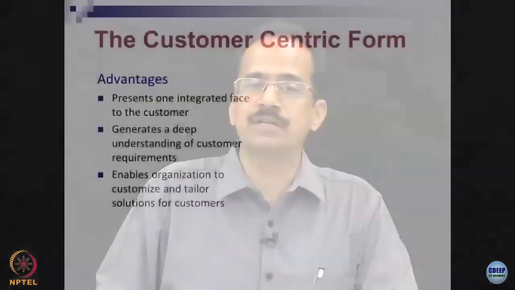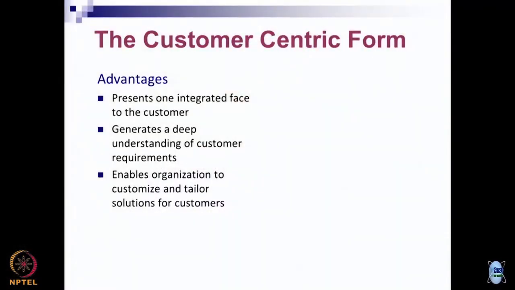It enables the organization to customize and tailor solutions for the customer. Naturally, when there is expertise and deeper familiarity and understanding of the customer requirement, they are able to customize and tailor the solutions to the customers. A customer centric organization builds a robust customer response capability. That is also a natural outcome when a very significant portion of the organization is mainly interacting with the customer. They develop the ability to respond to the customer requirement very quickly.